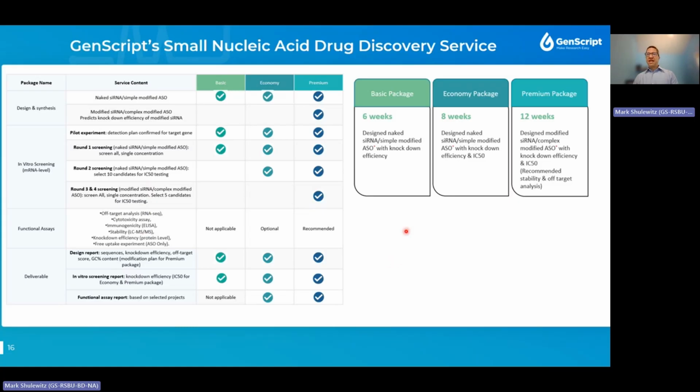Turnaround time is really fast. You can see 6 weeks for basic, 8 weeks for economy, 12 weeks for our premium. And this allows customers to focus on other things rather than the design and synthesis and initial testing. So just leave all of that work to us.